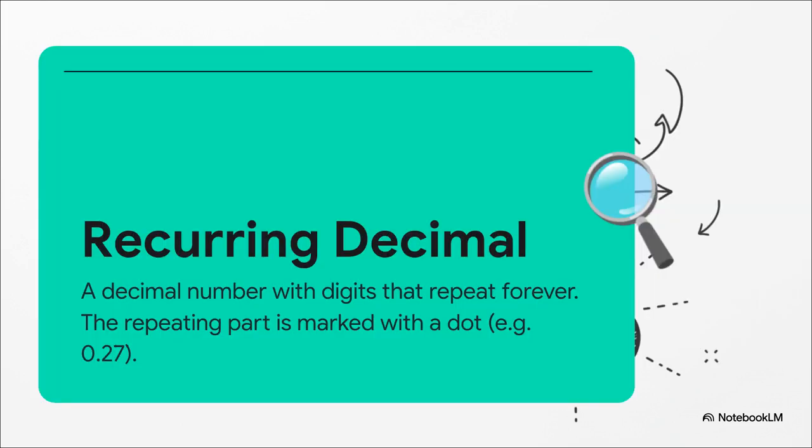So a quick refresher. What is a recurring decimal? It's just a decimal where some digits repeat forever and ever. The key thing you've got to spot in an exam is the notation. There's little dots above the numbers. As soon as you see that, you should be thinking, aha, I know exactly what method to use here.